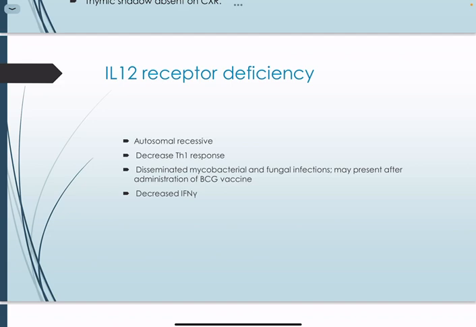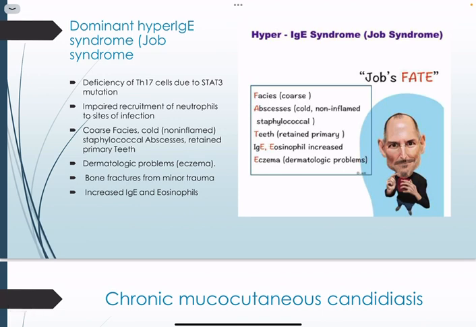Okay, Job syndrome or hyper IgE syndrome, as the name implies, is autosomal dominant. Hyper IgE will have an increased level of IgE immunoglobulin. Basically, it's a STAT3 mutation leading to T helper 17 cell deficiency. This T helper 17 is very important to recruit neutrophils to where they are needed. So if you've got hyper IgE syndrome, neutrophils will not go to the sites where they are needed. The bone marrow is fine, the production is fine, the number is fine, but they do not know the way. They lost their way because there's no T helper 17.